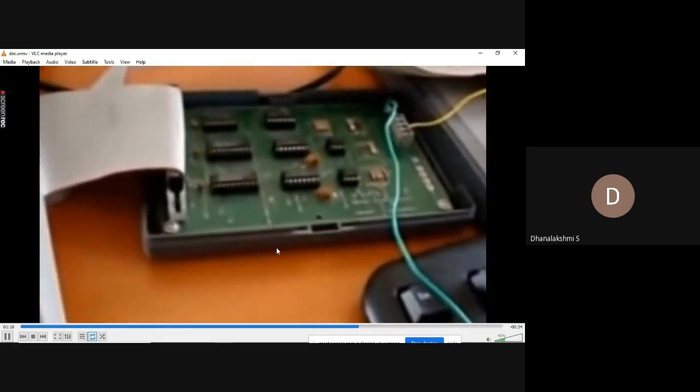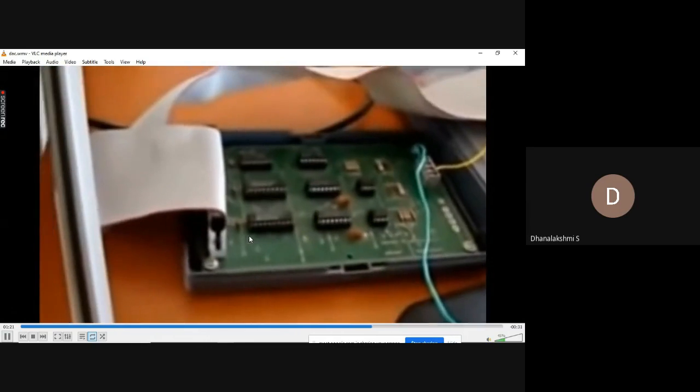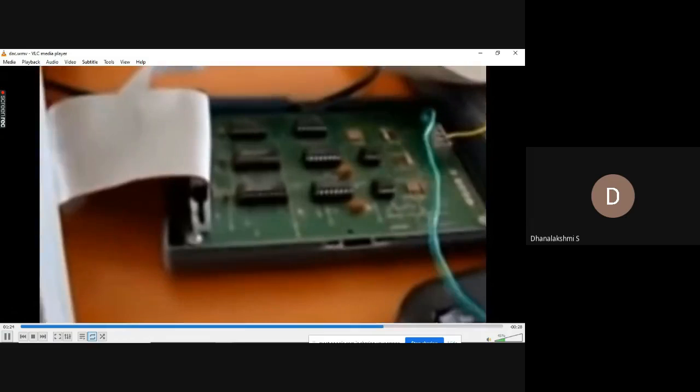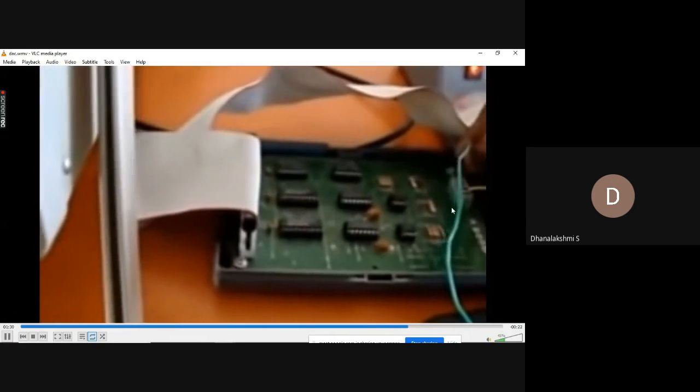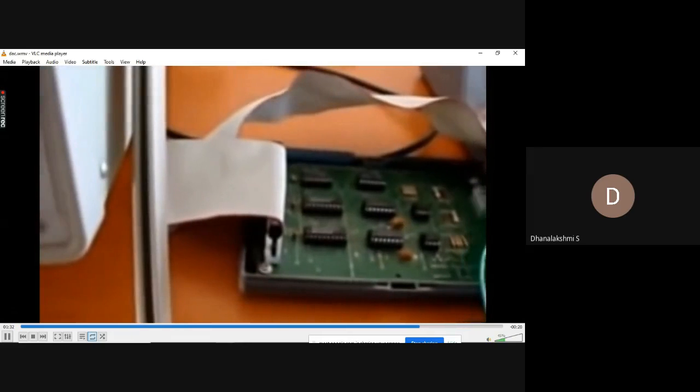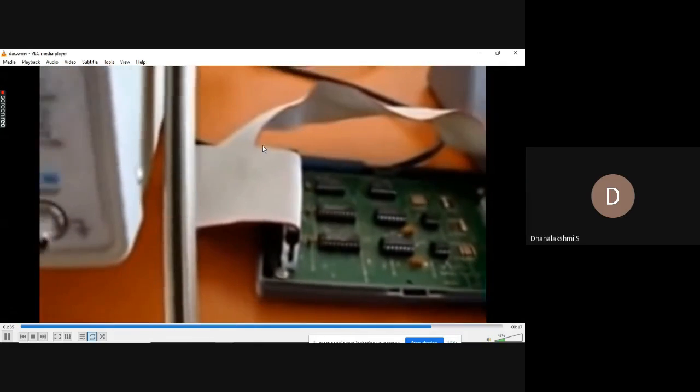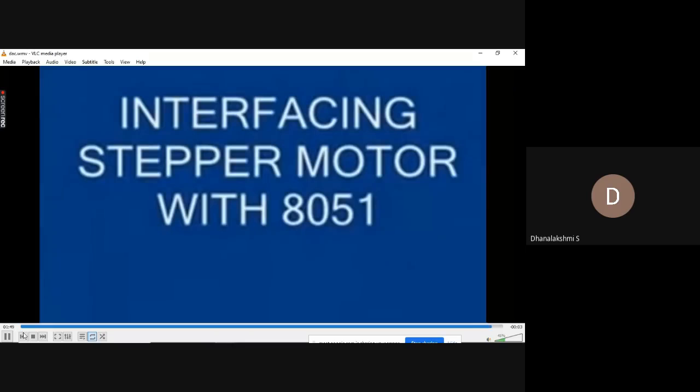So here they have executed a sawtooth waveform. After you connect this and execute it in your 8051 hardware, you can see the output in your CRO. You can see the sawtooth waveform here on the screen. Similarly, all the waveforms can be verified by giving appropriate codes and by selecting proper ports.